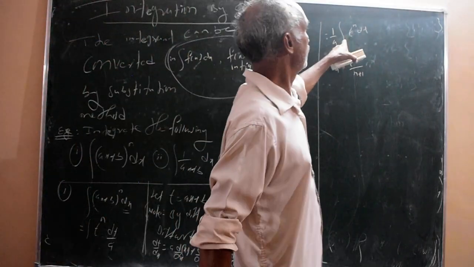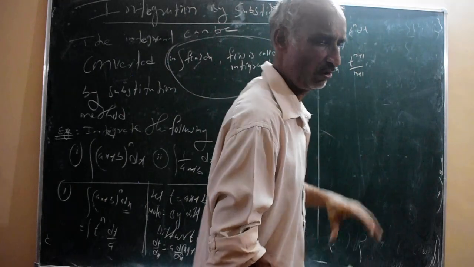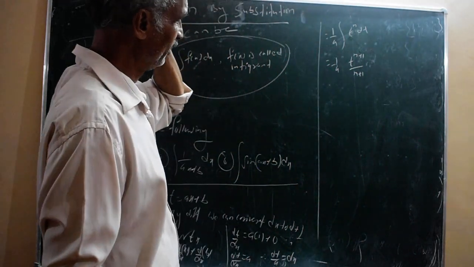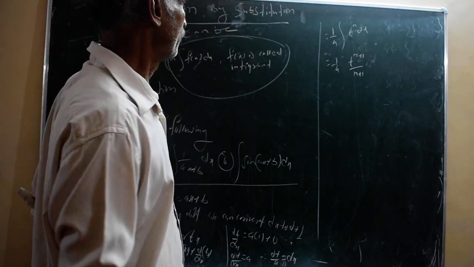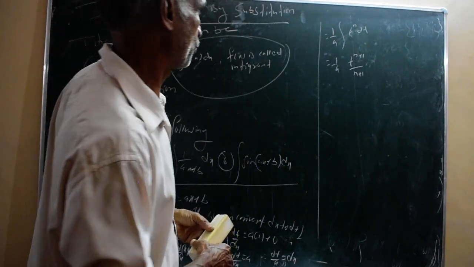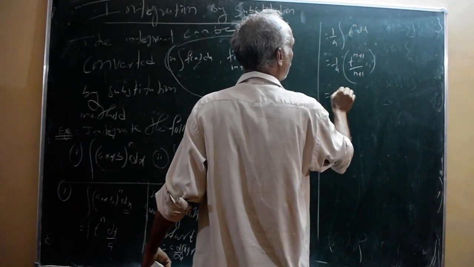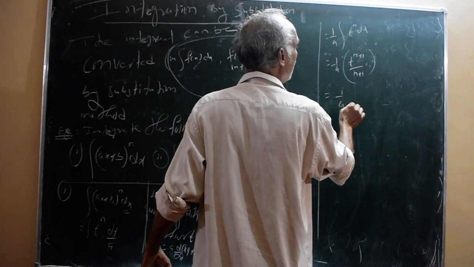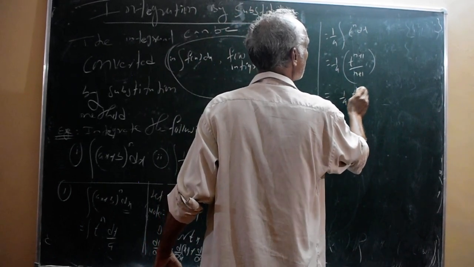x raised to n integration. So t raised to n plus 1 upon n plus 1. X raised to n integration is x raised to n plus 1 upon n plus 1. So the answer is 1 by a into t raised to n plus 1 upon n plus 1.